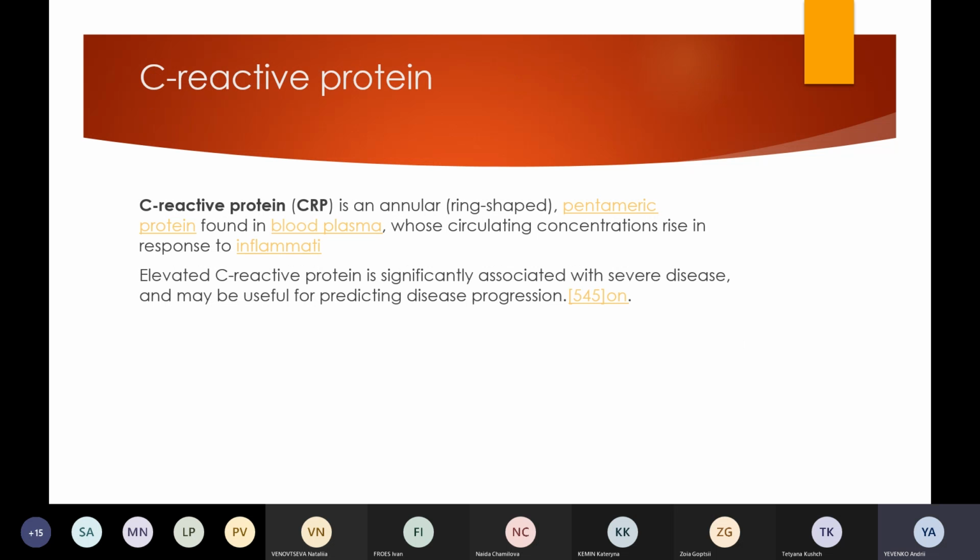C-reactive protein, which you might see in your prescription, is a special protein. It's the same as the erythrocyte sedimentation rate. It tells us that you have an inflammation. So it's just a test to show us that you have an inflammation, to be short.